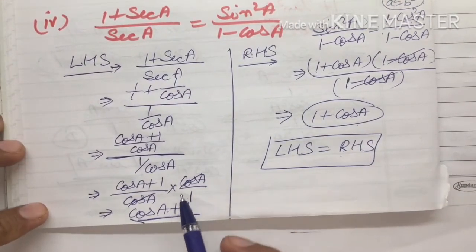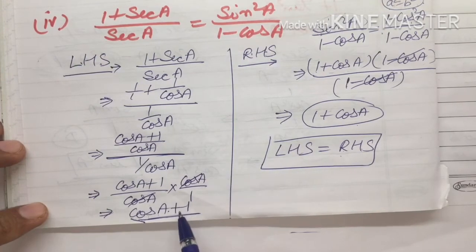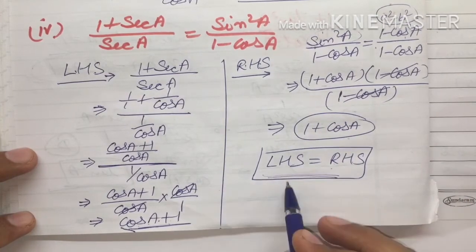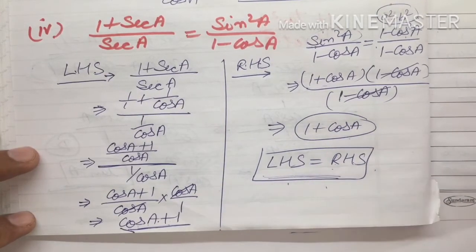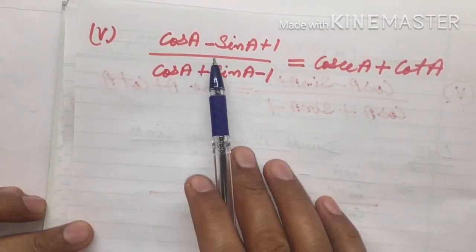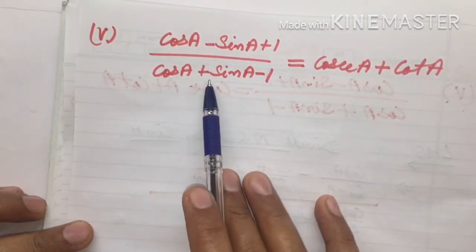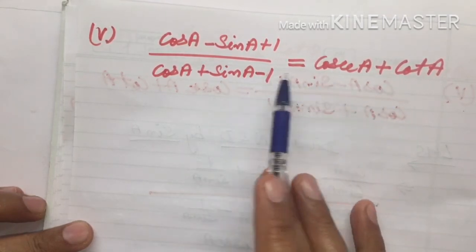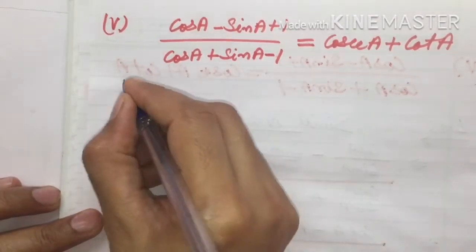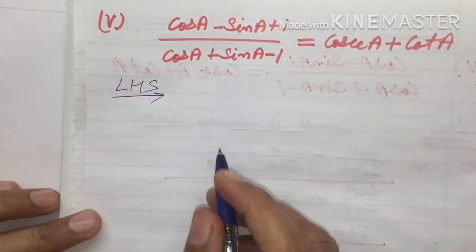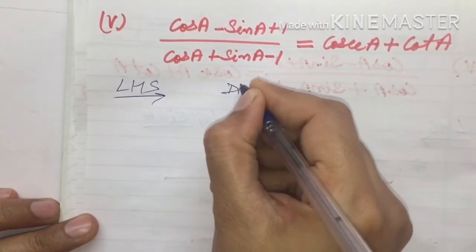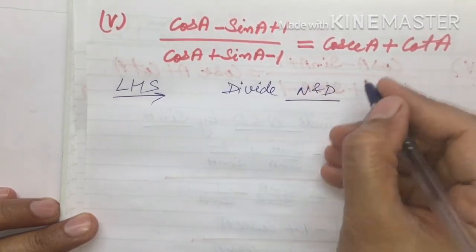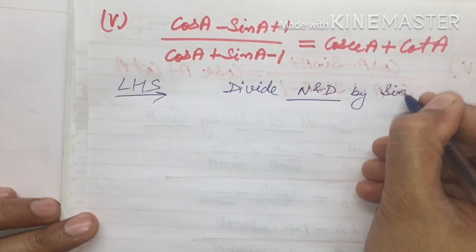From the left hand side also we got the same answer, cos a plus 1, and from the right side also the same, 1 plus cos a. So we can write down that left hand side is equal to right hand side. Fifth part: cos a minus sin a plus 1 upon cos a plus sin a minus 1 is equal to cosecant a plus cot a. We need to prove these sides are equal. So we are taking left hand side. So in the left hand side, the first step we need to do is divide numerator and denominator by sin a.